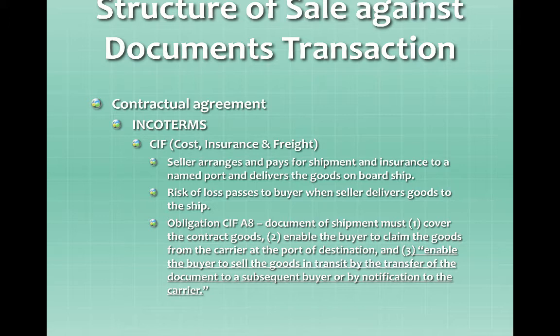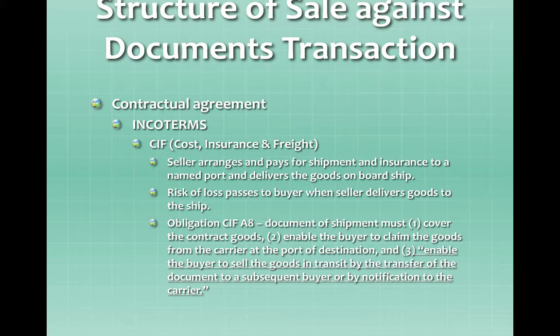The CIF obligation, paragraph A8, describes the document that must be used to ship the goods under this Incoterm. And this is why this is necessary and suited for a sale against documents or a sale against documents with a confirmed letter of credit. This document must first cover the contract goods. It means it has to fully describe them and fully afford an opportunity for the document to be compared to what was actually shipped and required by the contract.